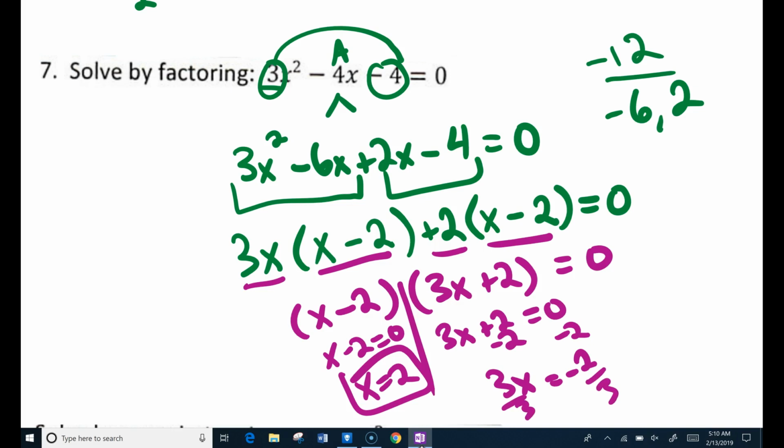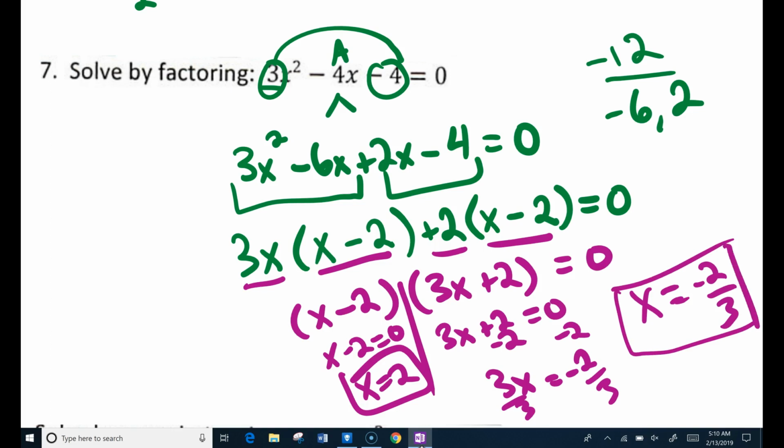And when I divide by 3, I get x equals negative 2/3. So I've said for all of these that you're able to check just by plugging your original left side of the equation into the calculator to make sure that it crosses the x-axis at 2 and negative 2/3.